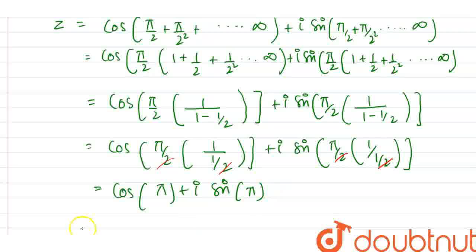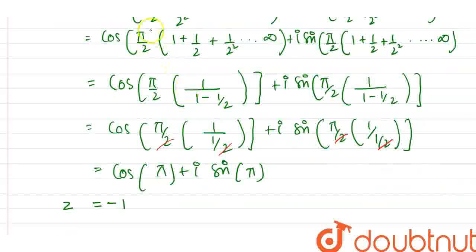And we know that cos pi plus iota sine pi is equal to -1, so it is going to be -1, right guys? So now what we have is the value of z, so z is equal to -1. So guys, this is our final answer, z is equal to -1. Thank you.